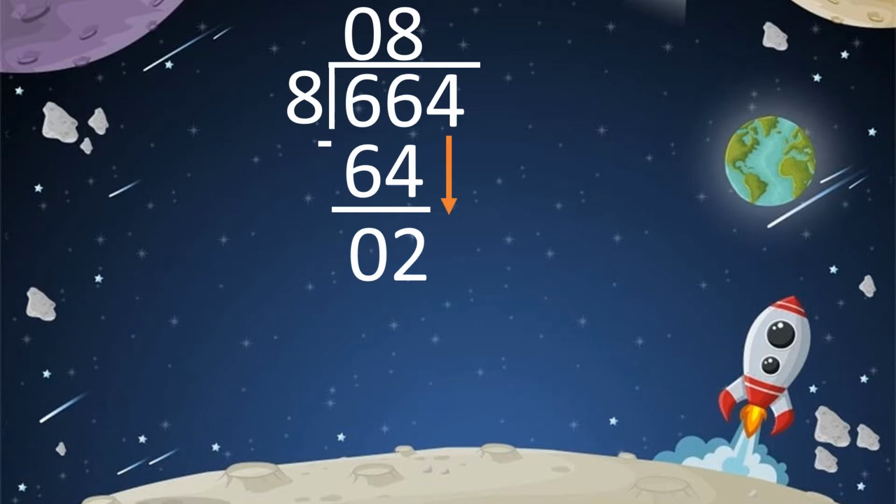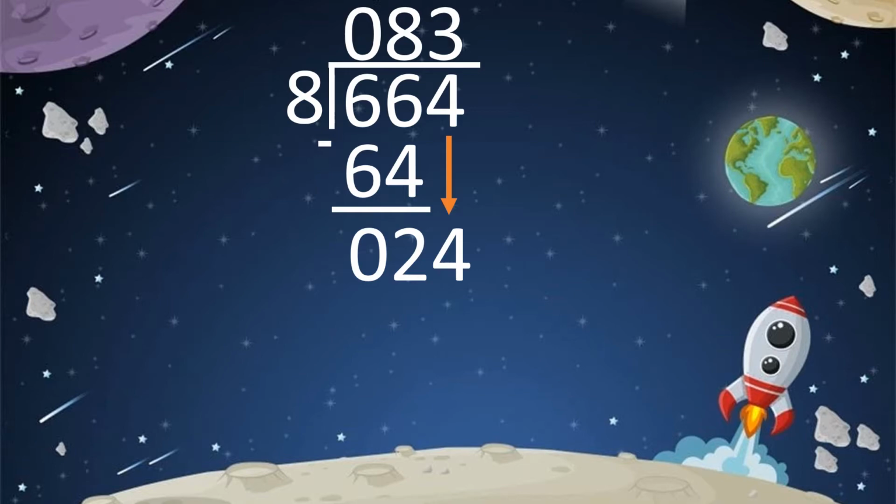Like this. Next, we would write down the 4 next to the 2. Then we would see how many times 8 goes into 4. 8 goes into 4 3 times. So on top of the 4 in 664, we write 3.